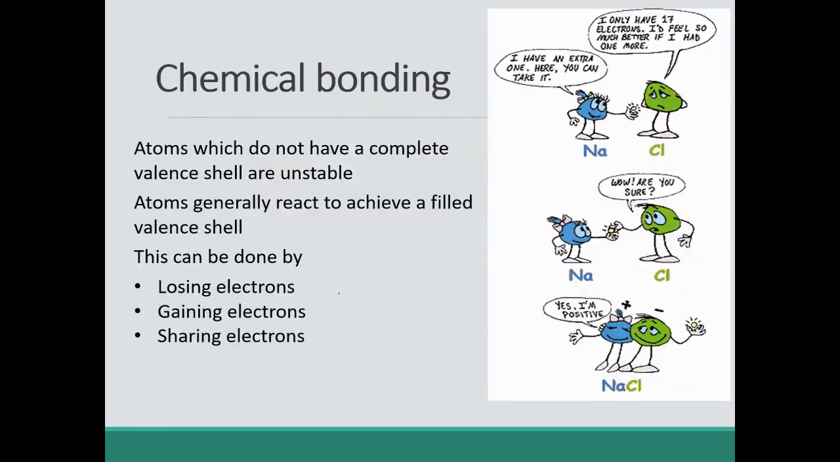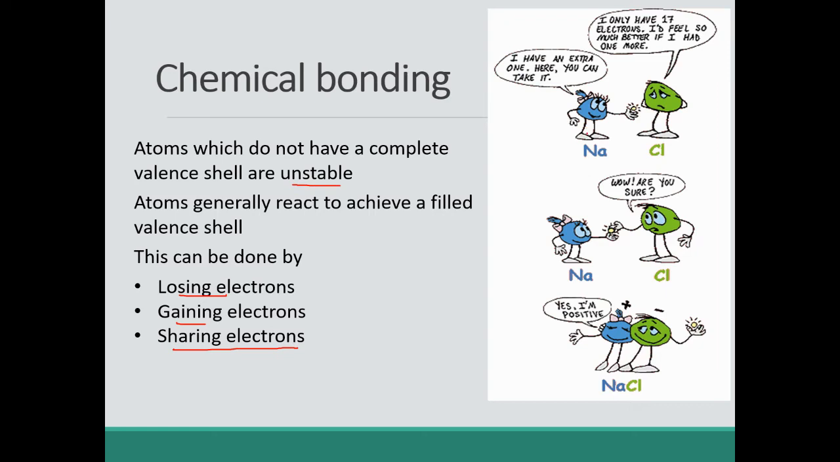Chemical bonding is what holds together compounds. Atoms which do not have a complete valence shell are unstable, so they have to join up with other atoms to get stability. They can lose electrons, they can gain electrons, or they can share electrons. In another video, we're going to talk about sharing electrons and covalent bonding. But in this video, we're talking about ionic bonding.